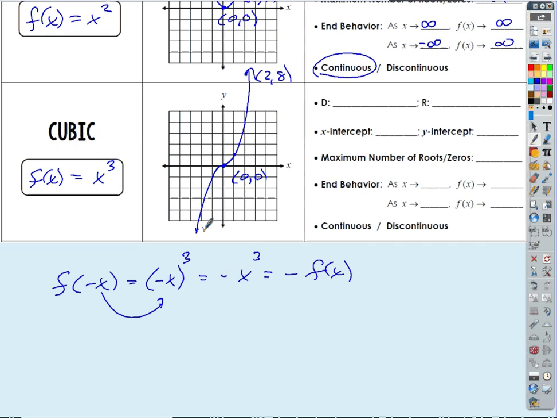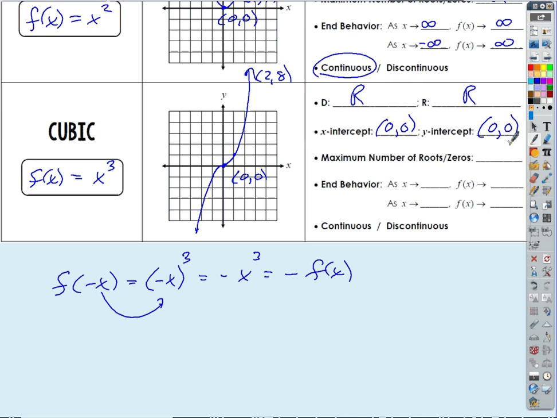So what's the domain of this function? All reals. What's the range? All reals. What's the x-intercept? The x-intercept is (0, 0). And the y-intercept is also (0, 0).